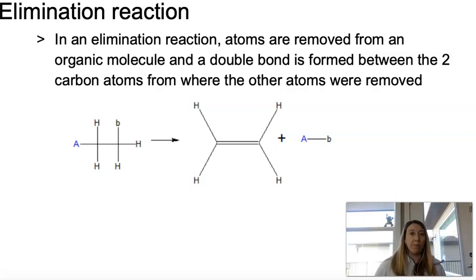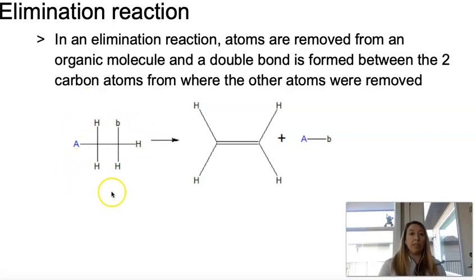So elimination is basically the opposite of an addition. What happens in an elimination, and why it's called an elimination, is that we are going to eliminate a small molecule. So if you think of when we did addition, we added a small molecule, it had two parts to it. So in elimination, we're going to eliminate a small molecule, which has two parts to it, and in doing so, we're then going to create a double bond between those two carbons, right?